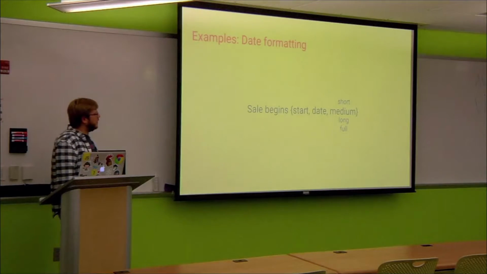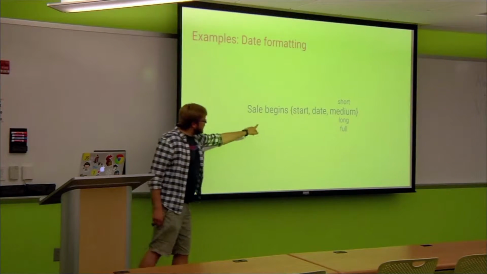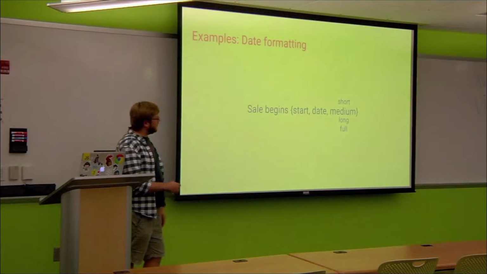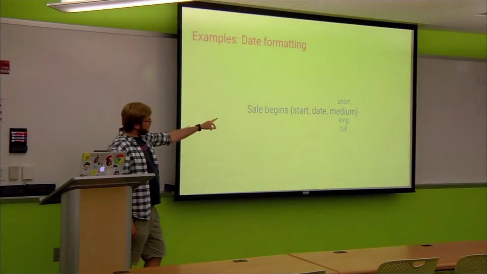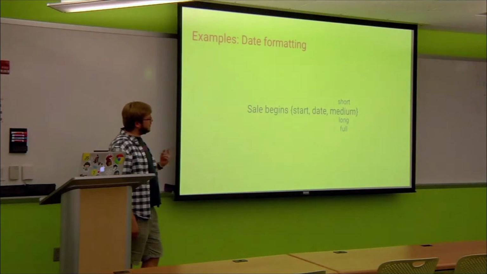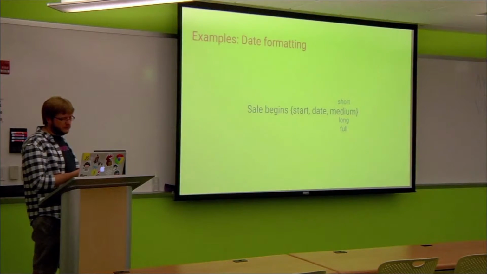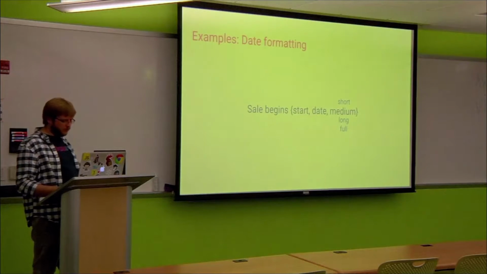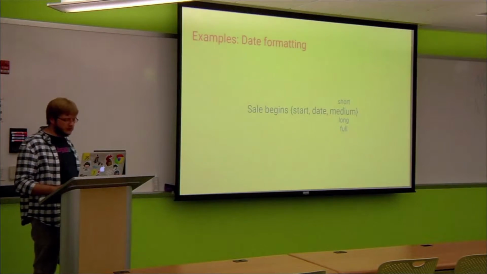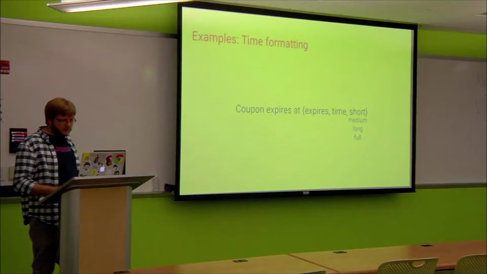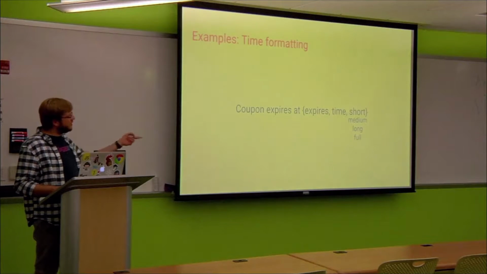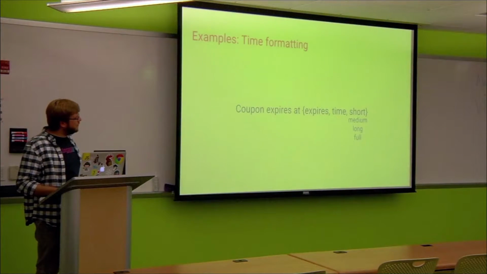Date formatting. The second item there gets replaced with date, and then your built-in options are short, medium, long, and full. You can actually define your own formats as well, which we'll get to, and also show what this string would end up looking like if you were to fill it in. Time is the exact same, except you just substitute date for time.